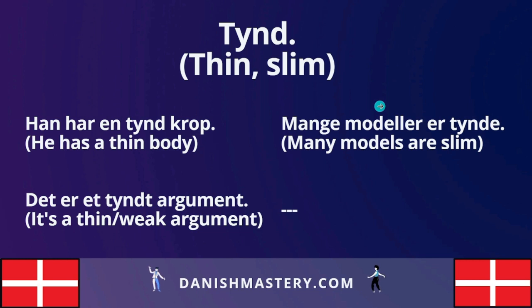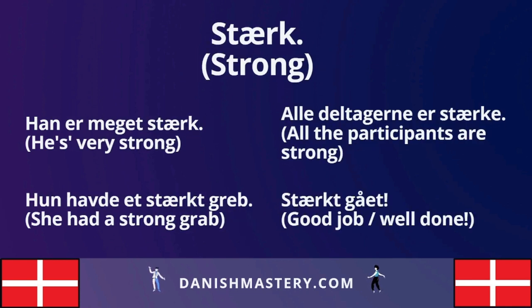Mange modeller er tynde. Many models are slim. And yeah, I mean human models and posing and stuff. Mange modeller er tynde. Alright. It's a little fast, but yeah. So we're still sort of in the category of physical traits and attributes. Stærk. Yeah, stærk means strong.